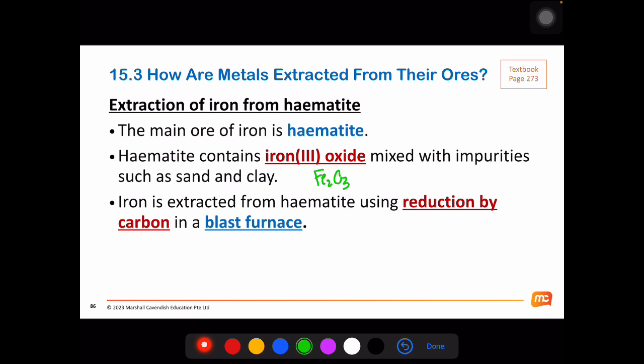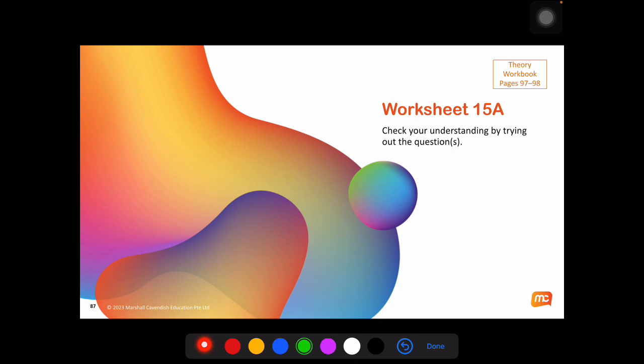Now, blast furnace is no longer in your syllabus, right? It's in the older batch of student syllabus. So you just need to know that there's this method called reduction by carbon. Okay, so that forms the end of the extraction process.